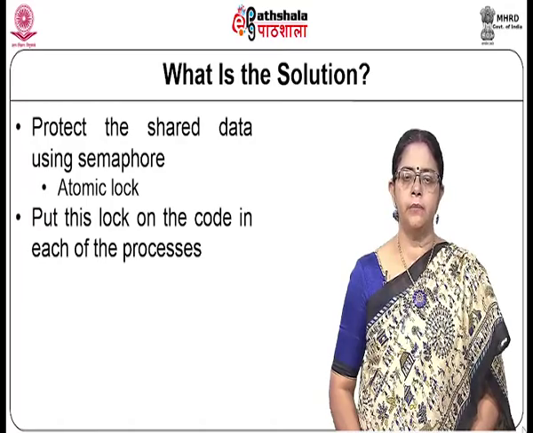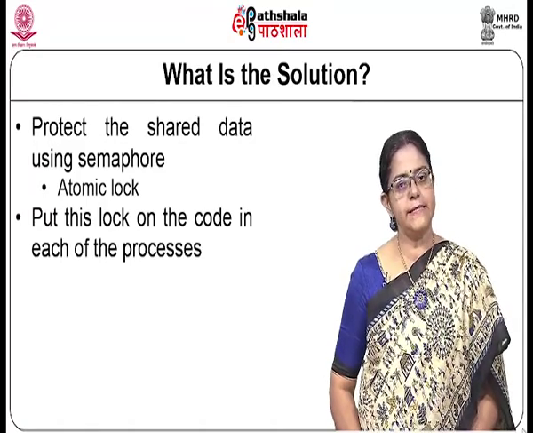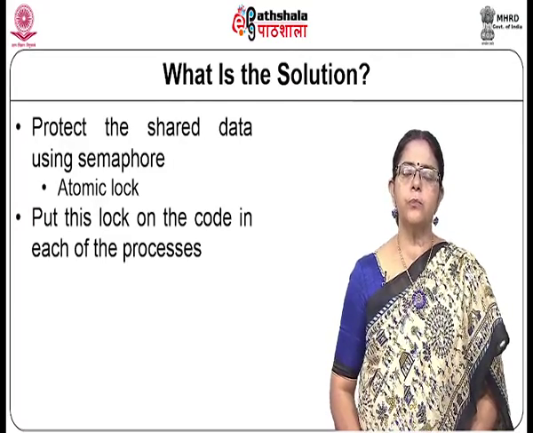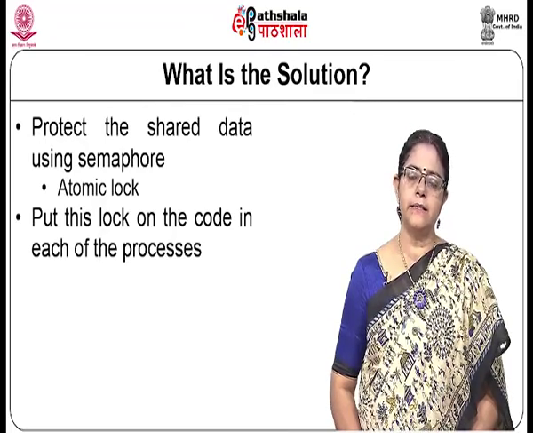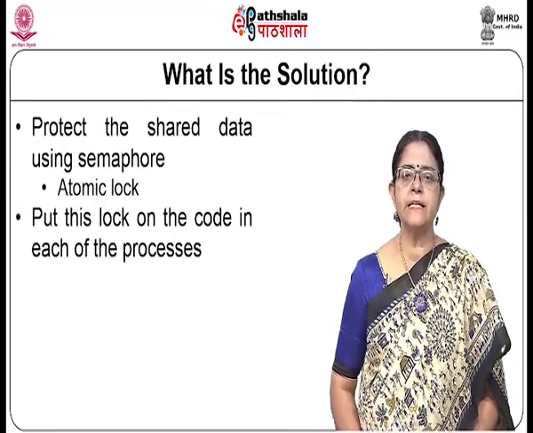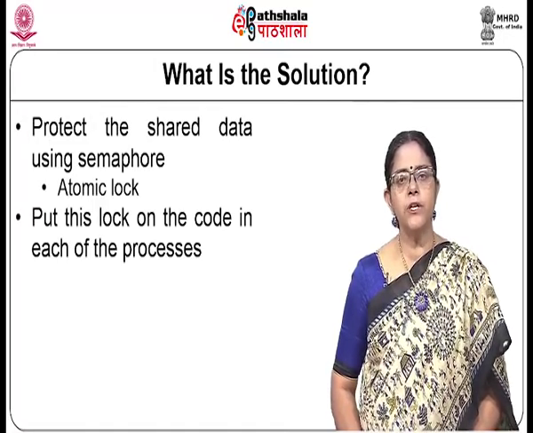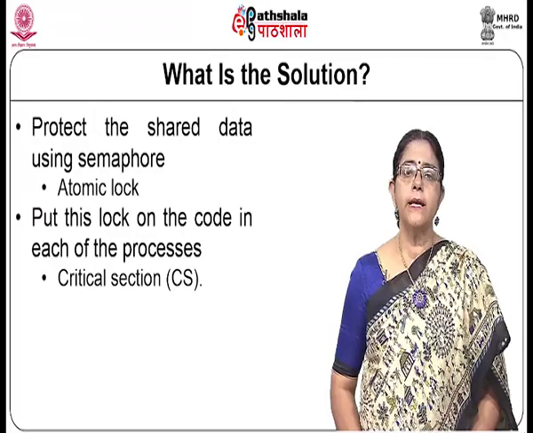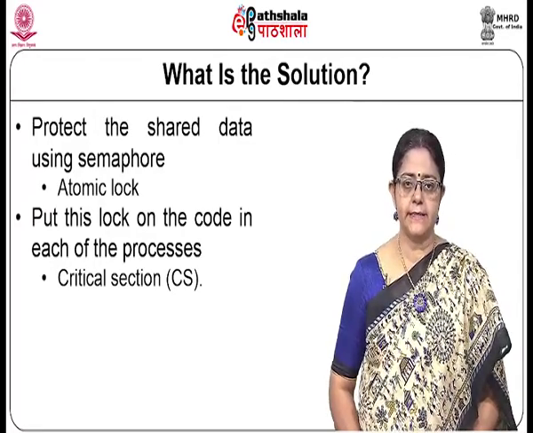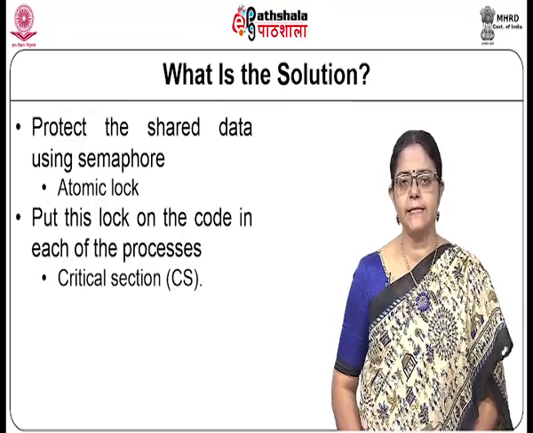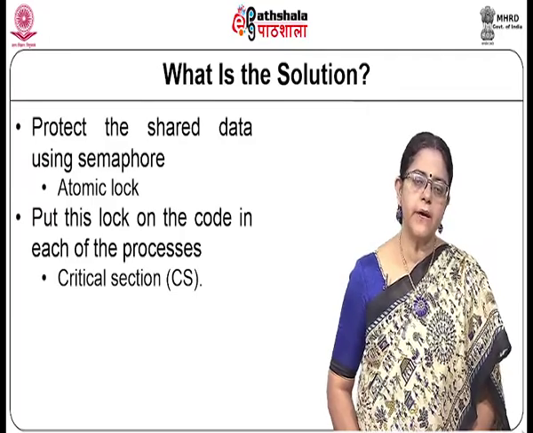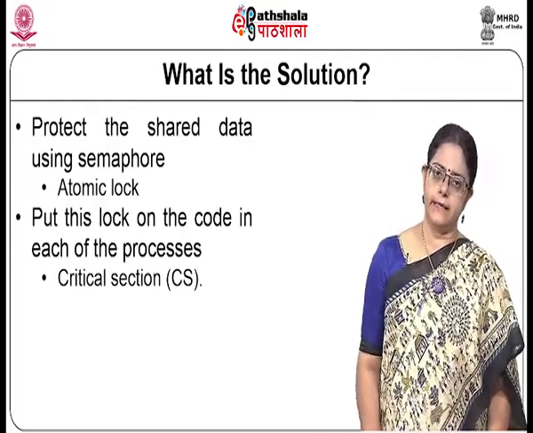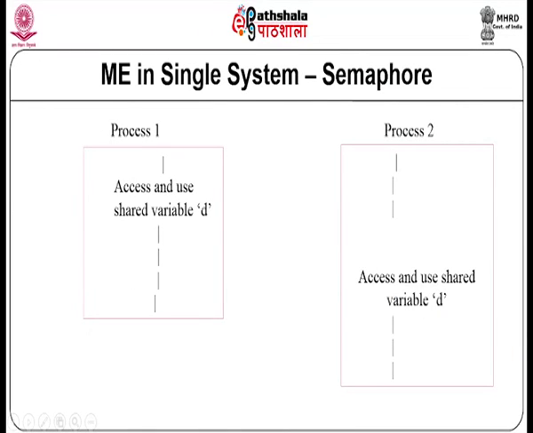Using semaphore, we can ensure mutual exclusion in a single system environment. So, whenever one entity is trying to access the shared data, the first thing that we do, even before the access, is to put the lock, so that no other system will be allowed to access the data. The code where the data is being accessed in these entities is called critical section. So, we identify in each of the processes what the critical sections are, and once we have identified them, we can put the atomic lock.